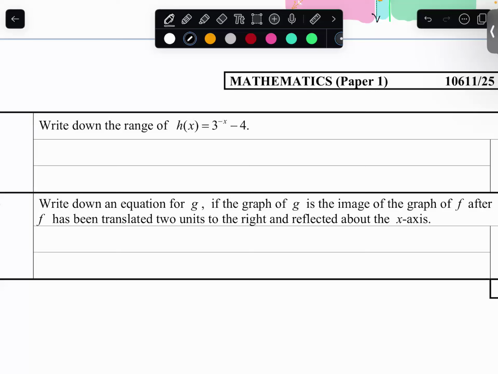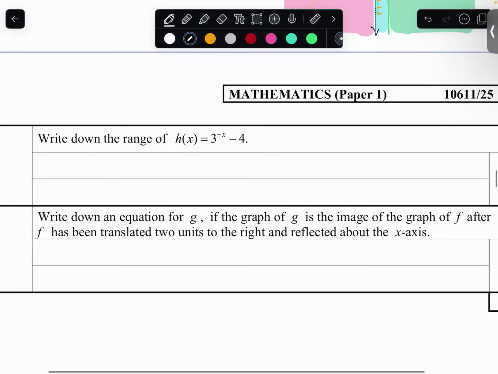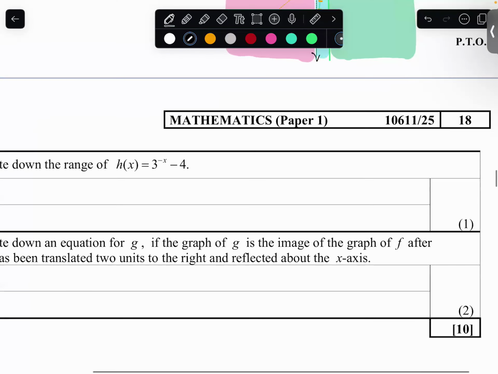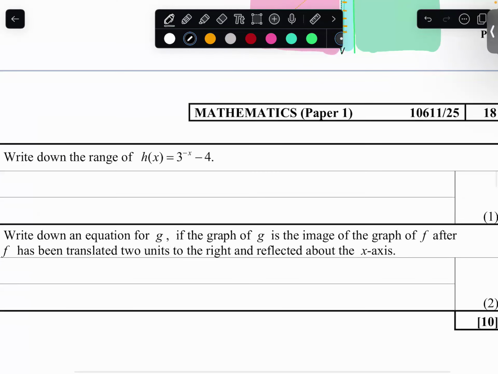Write down the range of h of x is equal to 3 to the power of minus x, minus 4. This graph is pretty simple, actually. When you're sketching it, and you should sketch it in your mind, right? The asymptote is at minus 4. It's this loose number at the back. So it's at minus 4.